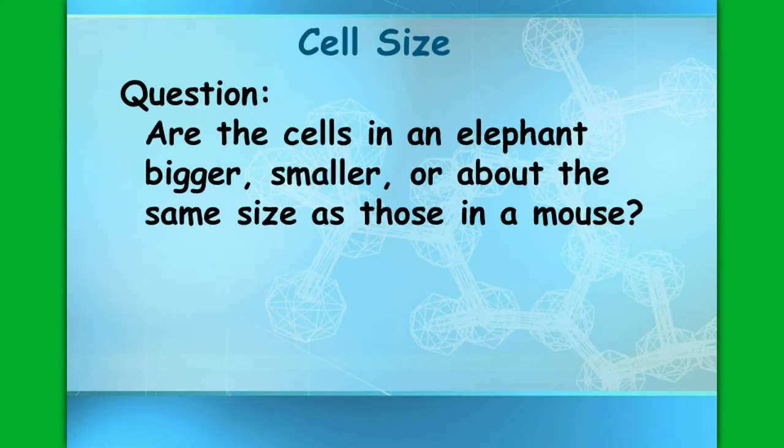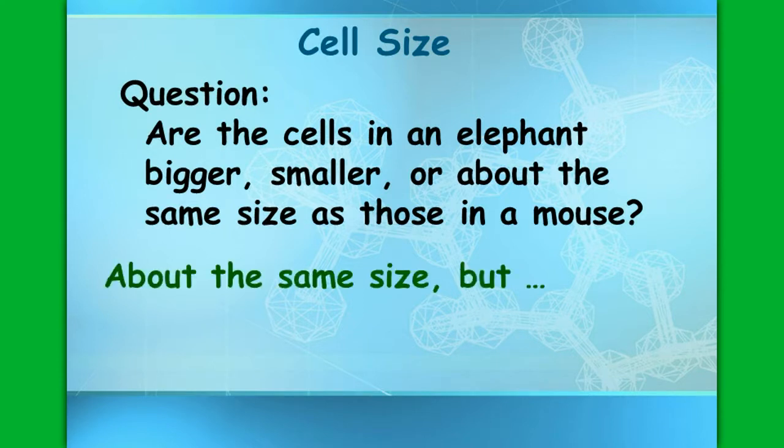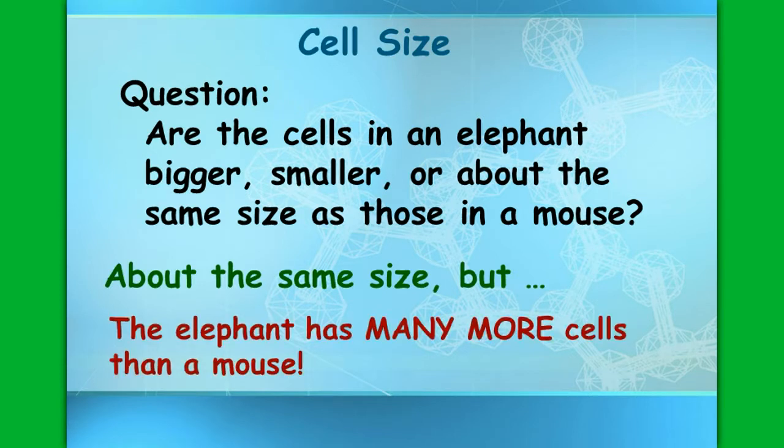So the question was, are the cells in an elephant bigger, smaller, or about the same size as those in a mouse? Answer: they're about the same size, but the elephant just has many more cells than a mouse, making it a bigger organism.